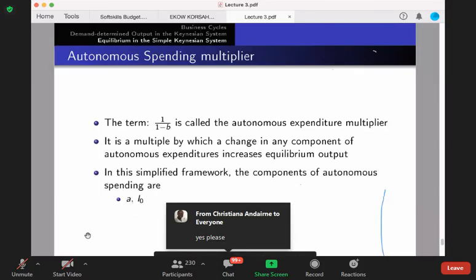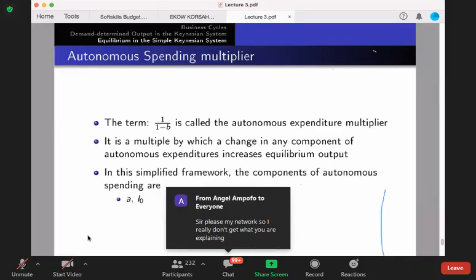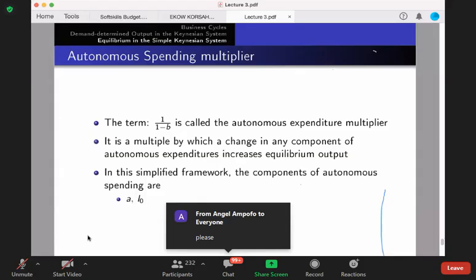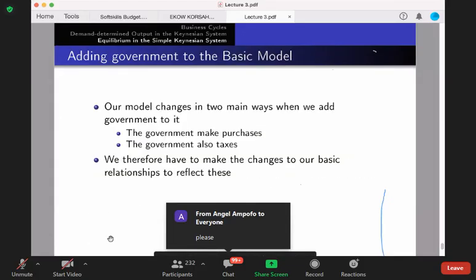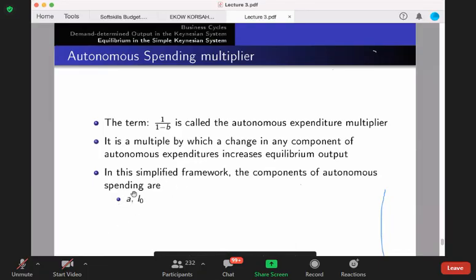All right, so now let's talk about this multiplier. The autonomous expenditure multiplier is simply a multiple by which a change in any component of the autonomous expenditures increases what? Equilibrium output. So if I know what the multiplier is, I can tell the extent to which GDP will change if any of the autonomous elements changes. In this case, the autonomous elements we are talking about are autonomous consumption and what? Investment, exogenously determined investment. Those are the autonomous elements.